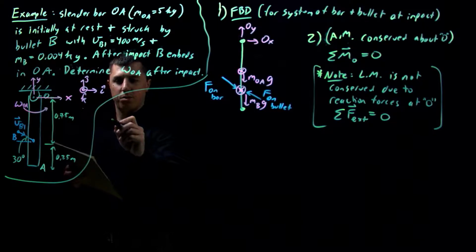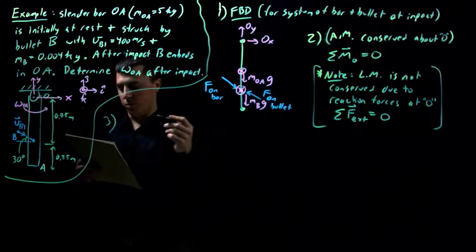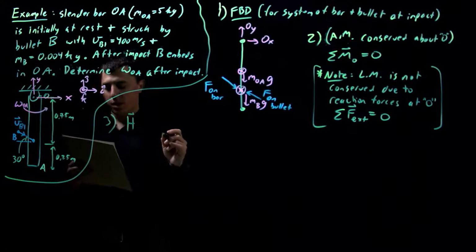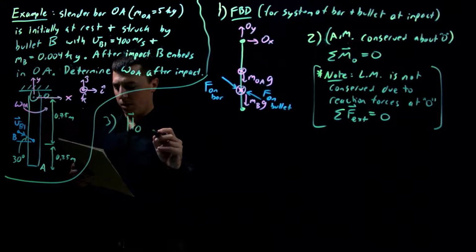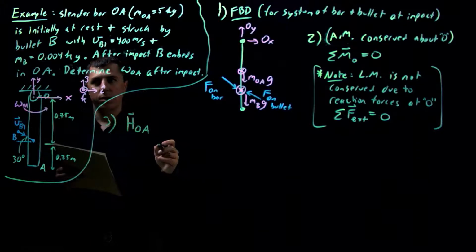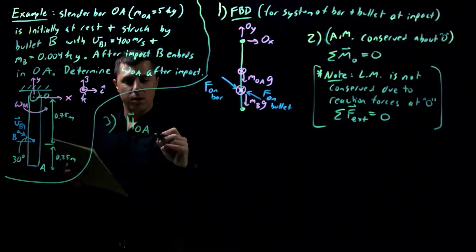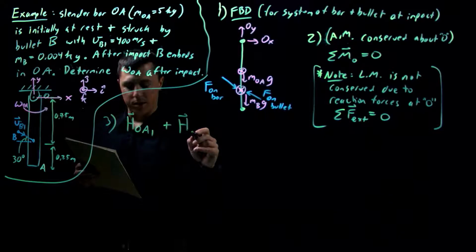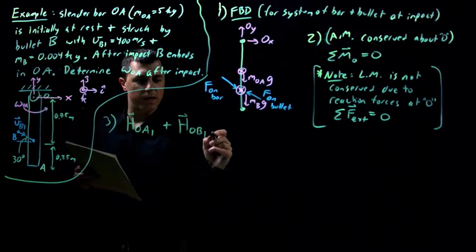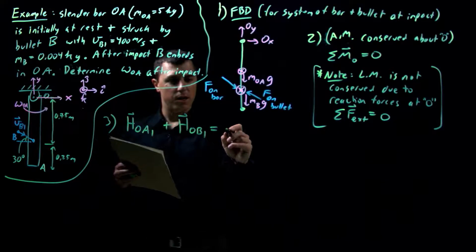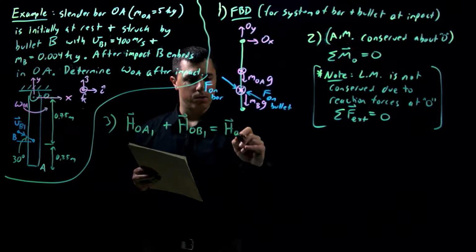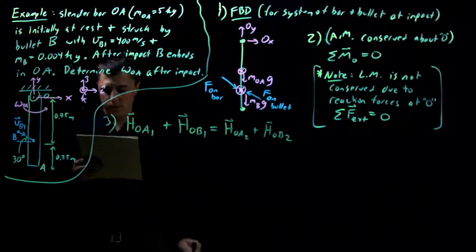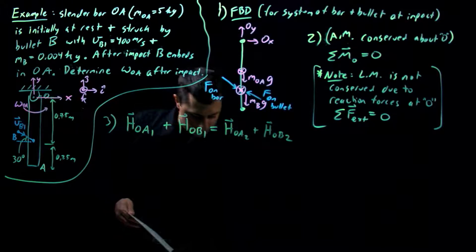Okay, let's now move on to step 3, which is actually applying our conservation rule. So since angular momentum is conserved, for the whole system we're going to take the angular momentum about point O for our A object, the bar, at state 1, add it to the angular momentum about O for the bullet at state 1. This is before collision. And then that equals the same things for after. So HOA2 plus HOB2. Okay? Take each of these one by one.